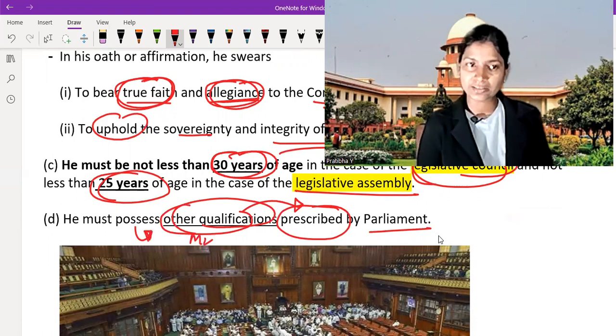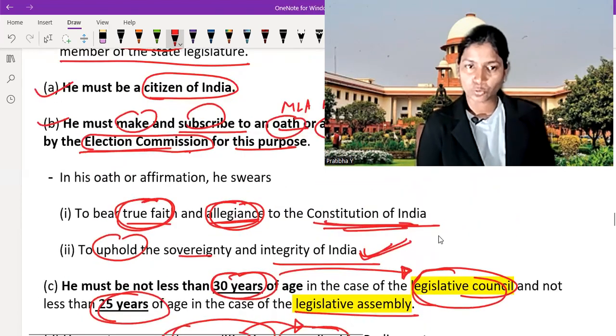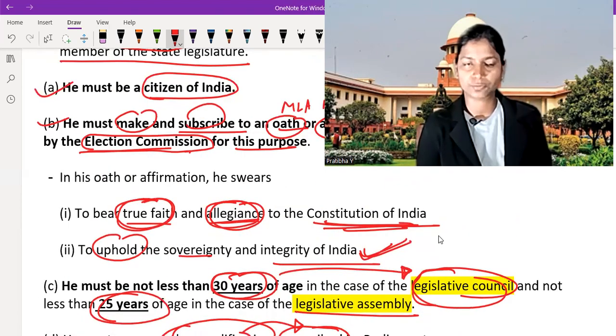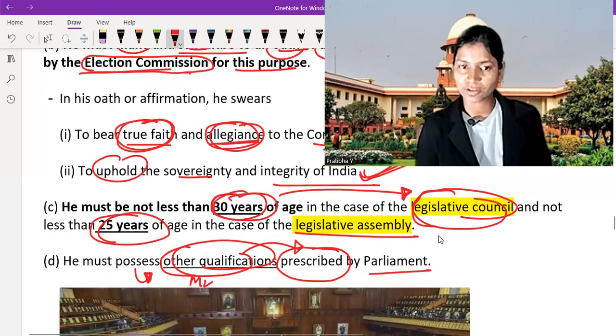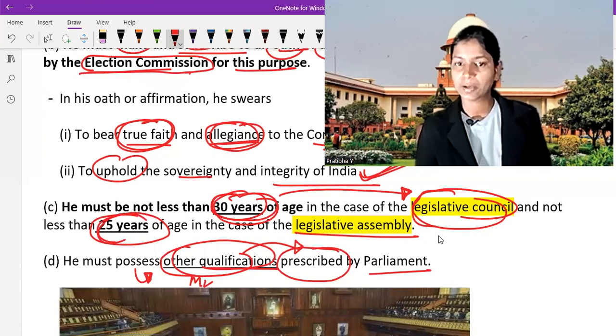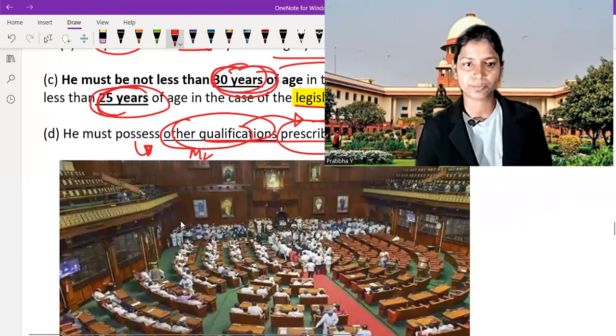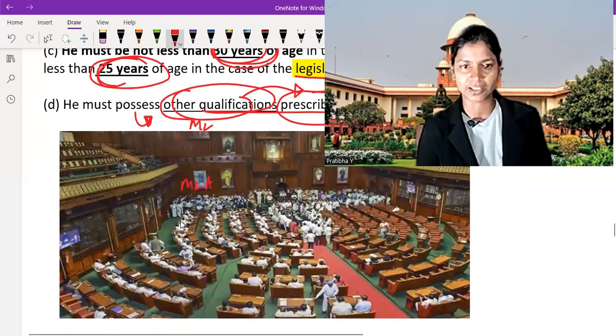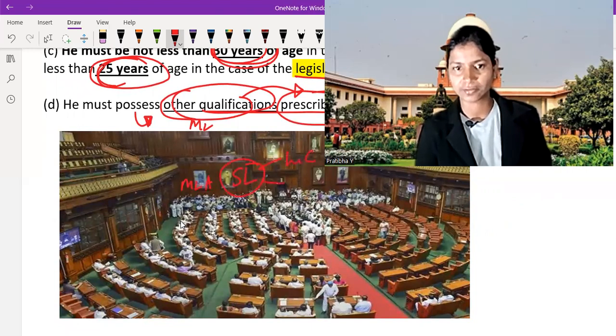So, in summary, he is a citizen of India. He subscribes and takes an oath in front of the officer prescribed by the Election Commission of India. He must not be under 30 years of age in the case of MLC and 25 years in the case of MLA, as well as possess other qualifications prescribed by the Parliament. I hope you understand the whole idea of the qualifications of a person who wants to contest the election for MLA and MLC. In this picture, you can see various members, MLAs and MLCs, of a state legislature, that means the legislative council and legislative assembly.